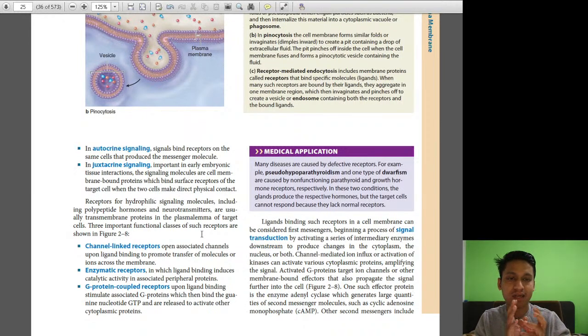So, the target cell has three different types of receptors that will react with the protein hormones and the neurotransmitter. They are channel linked receptors, enzymatic receptors, and G protein coupled receptors. So now we learned about how a vesicle is moved out, exocytosis, and this signaling molecule goes to the target cell. Now let's see what types of receptors are present on that target cell. And there are three types of receptors, as I said.